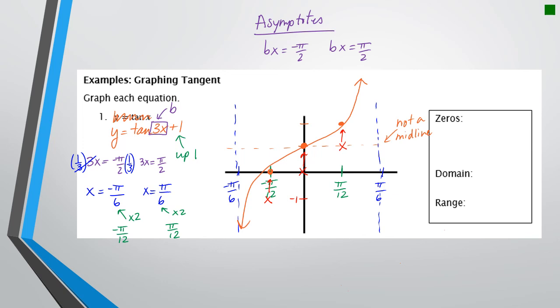Now the next question is, what are the zeros? There is only one. It only crosses the x-axis at one point, which is right here at -π/12. So our zero would be (-π/12, 0). The domain of this graph, it starts at -π/6 and it stops at +π/6. But there are no points on the asymptotes, so we're going to use parentheses. And then the range goes up and down forever for our y value. So the range is actually all real numbers.